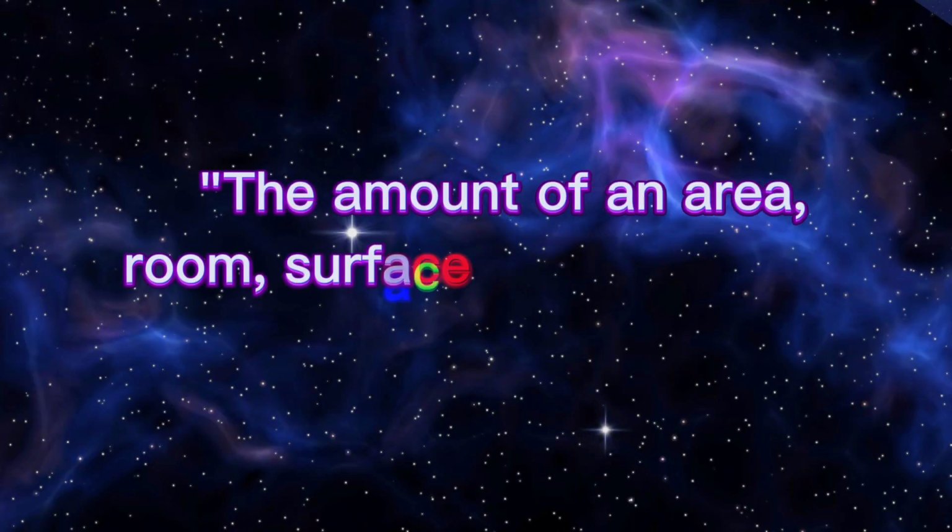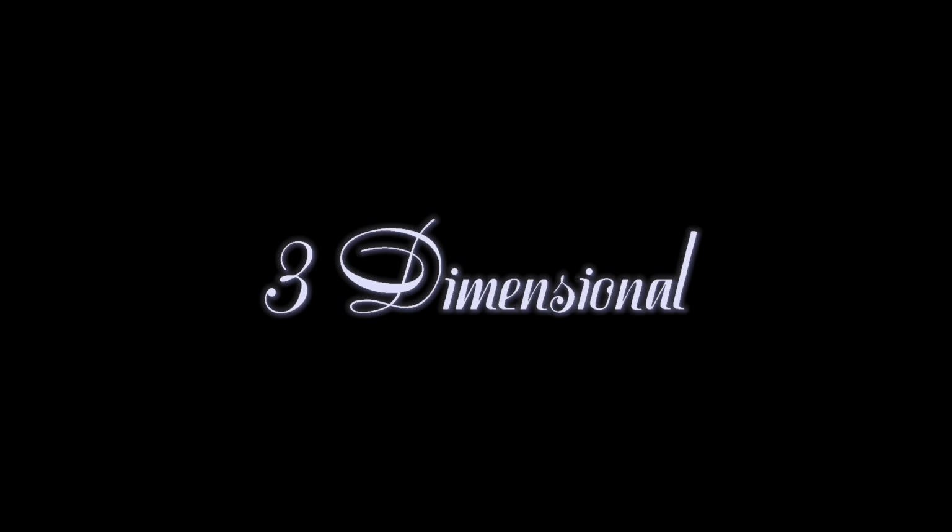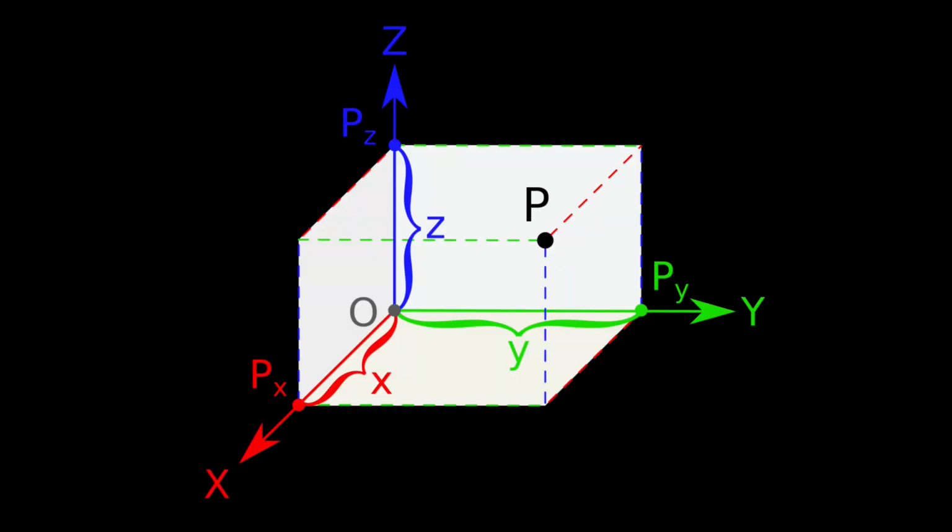The amount of area, room, surface that is empty or available for use is called space. Space is three-dimensional. But what are dimensions? Dimensions are known by length, width, and height. The dimensions create a 90-degree angle with each other.